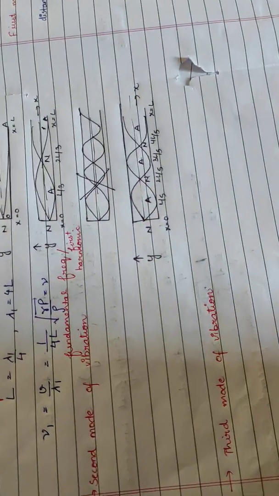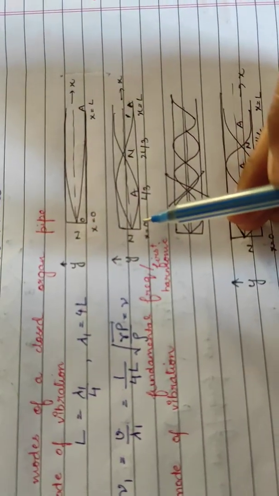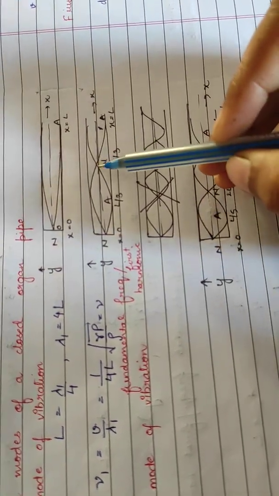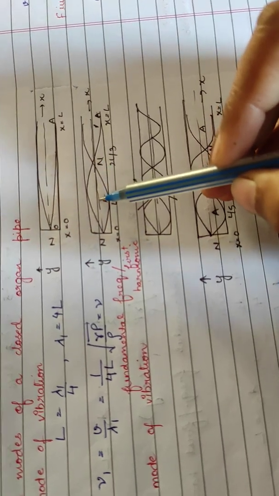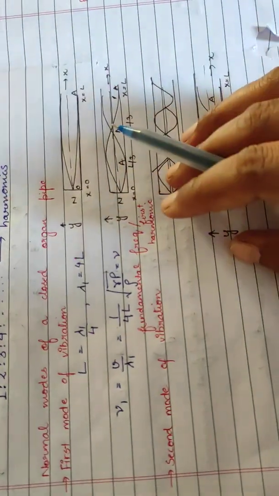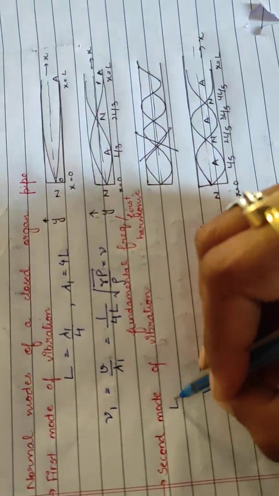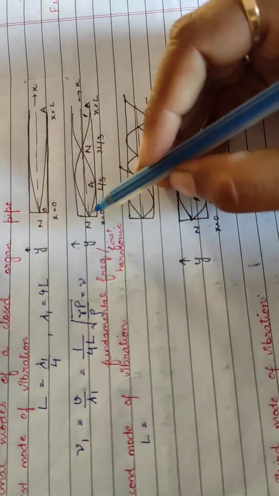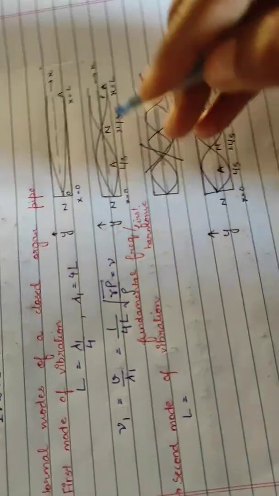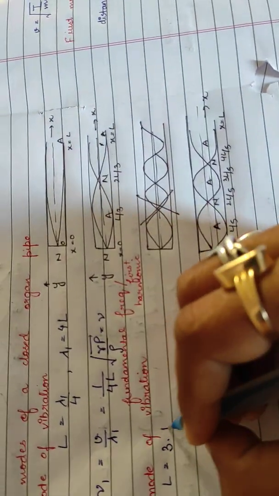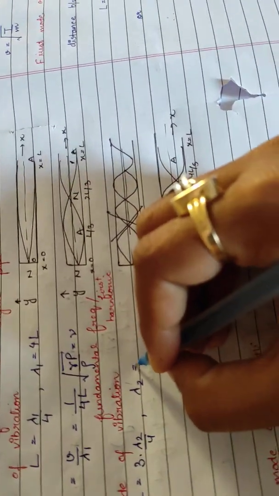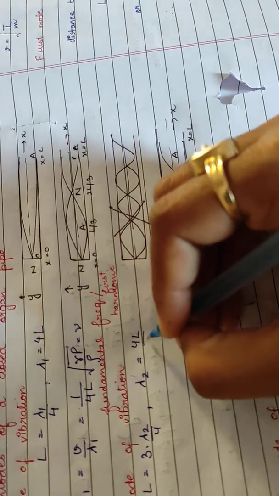Now let us consider the second mode of vibration. As you can see in this diagram, there is one node at the closed end and one node in the middle also. In between them an antinode is present, and an antinode is also present at the open end. Fine. So the total length will be equal to node to antinode, lambda by 4, and lambda by 4 by 4. So we can write L is equal to 3 times lambda by 4. Now let us find the value for lambda here. We get lambda is equal to 4L by 3.